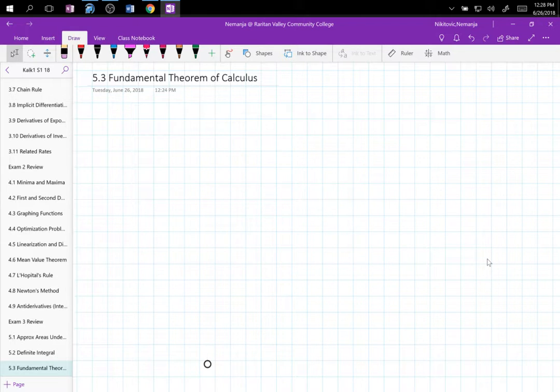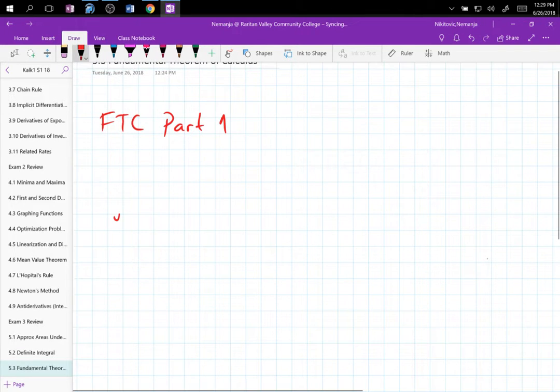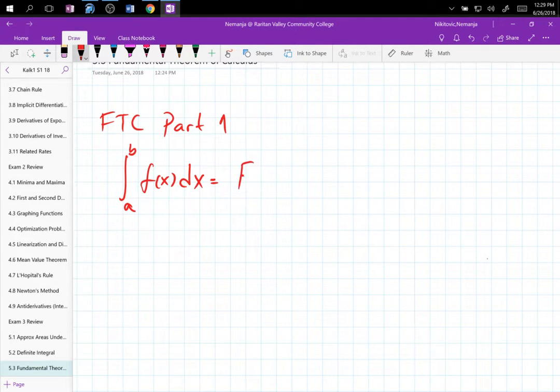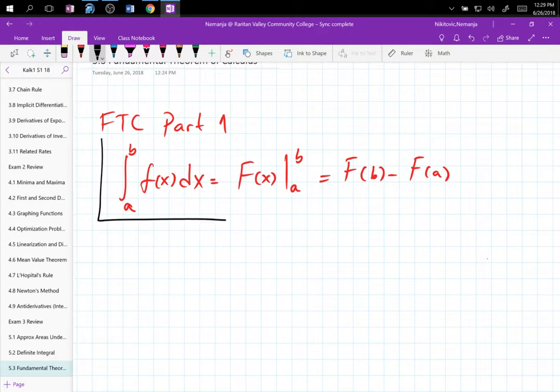So the fundamental theorem of calculus has two parts. It is known as the FTC, right? So FTC Part 1 is the formula you already know, which is calculating definite integrals. So the integral from a to b of f of x dx is any antiderivative F of x computed from a to b, and then you get F of b minus F of a. So that is the first part of the fundamental theorem of calculus.